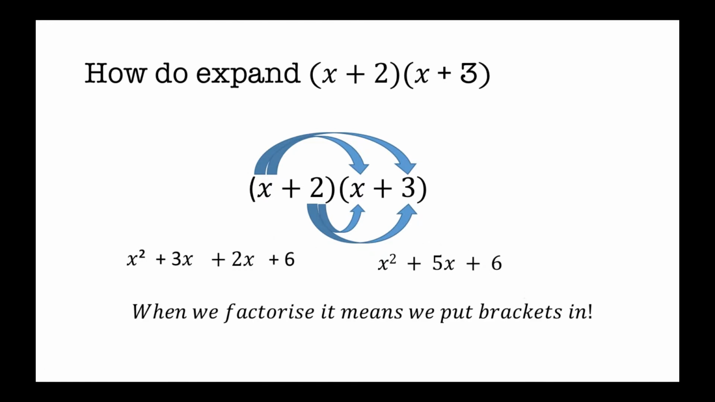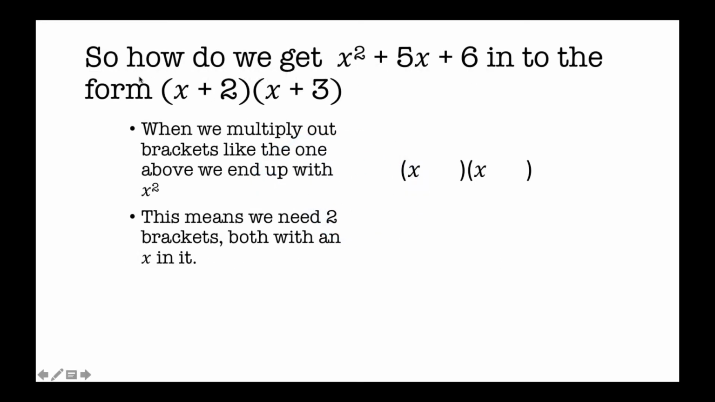Factorising means we put the brackets back in. So how did we get from x squared plus 5x plus 6 into the form x plus 2, x plus 3? The first thing you need to remember as a rule, especially at foundation, is that when you're factorising quadratic expressions, you usually need two brackets with an x in each of them. The reason is that when it multiplies out, it's going to give you x squared. x times x makes x squared. Now we just need to know what to put into these two brackets to get the expression in the end.